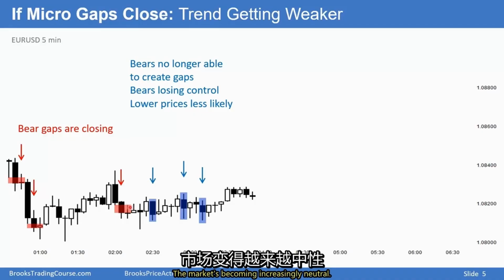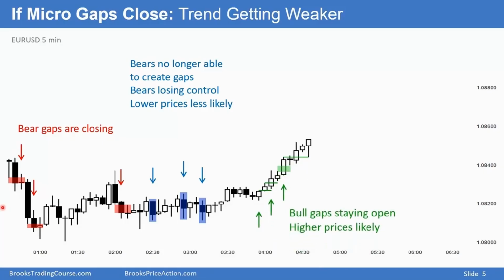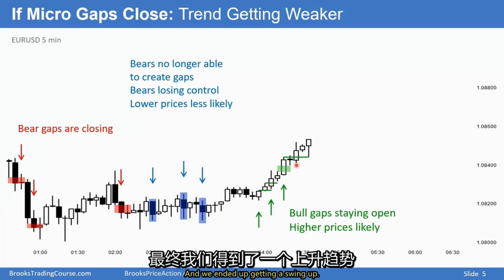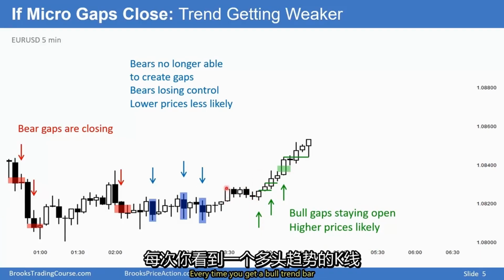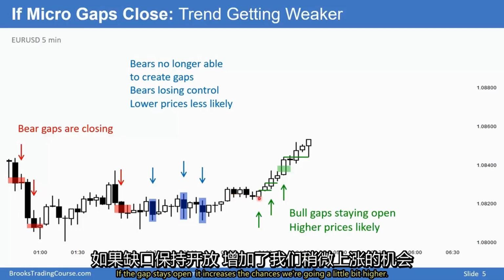The market's becoming increasingly neutral. The bears are becoming weaker. The bulls are becoming stronger. And we ended up getting a swing up. Every time you get a bull trend bar, you look at the high of the bar before, the low of the bar after. If the gap stays open, it increases the chances we're going a little bit higher.